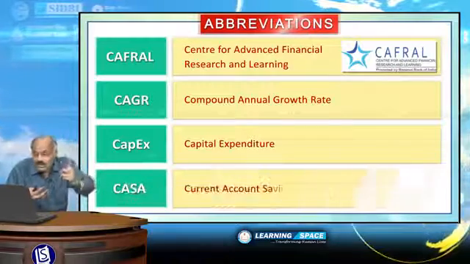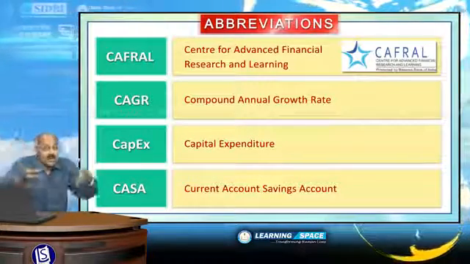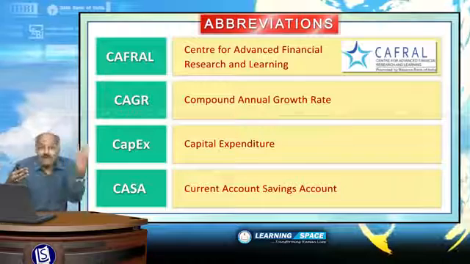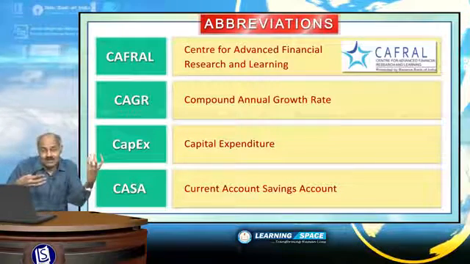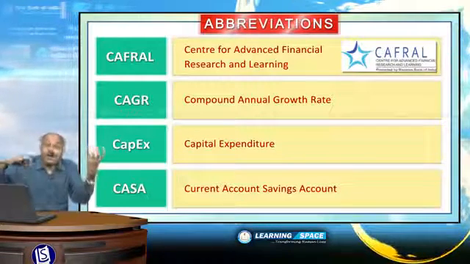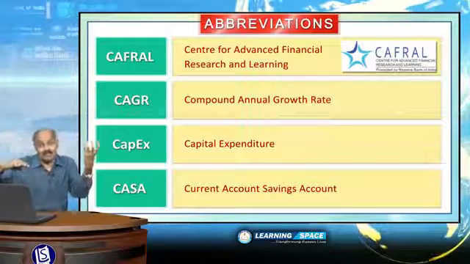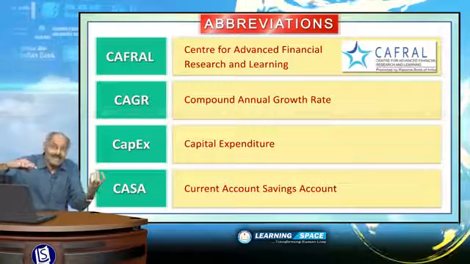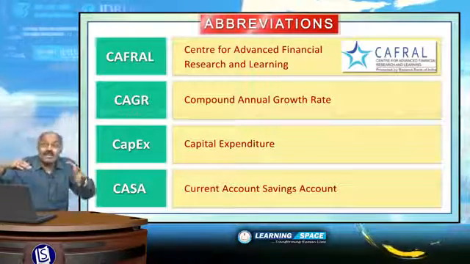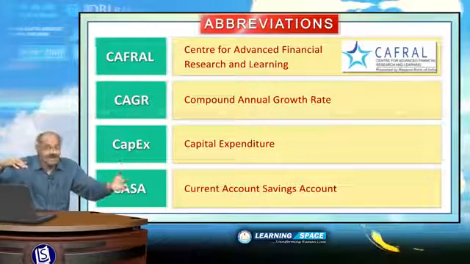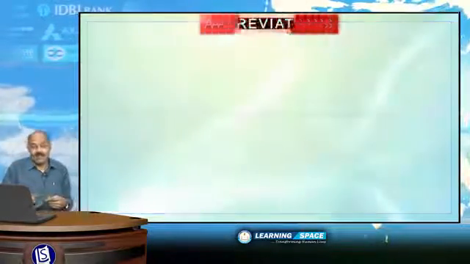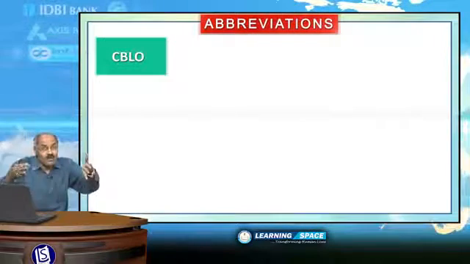CASA, current account, savings account. This CASA ratio is basically important from banking perspective because the CASA percentage determines the cost of funds for the banking system. When CASA percentage is more, cost of funds will be less for the banking system. Right? When CASA is less, cost of funds will be more in the banking system because for these CASA deposits, the interest rate is very less. If it is current account, no interest. If it is savings account, around 4% interest. Right?